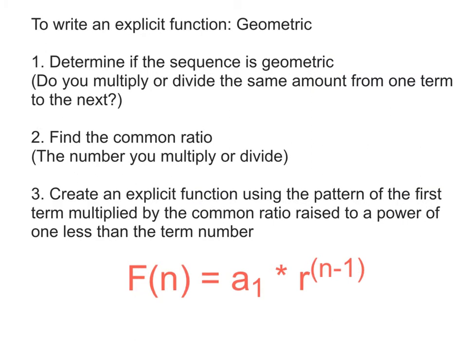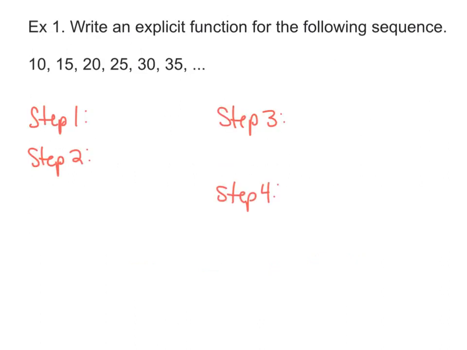If you need more help on geometric sequences, see video number 5 in Unit 3 for an entire lesson on geometric sequences. All right, so example 1, write an explicit function for the following sequence: 10, 15, 20, 25, 30, 35. Okay, so step number 1, tell me what kind of sequence it is. Is it arithmetic or is it geometric? Well, this is arithmetic because you are adding 5 each time. So it is a linear arithmetic sequence.